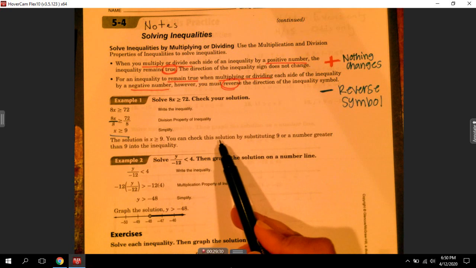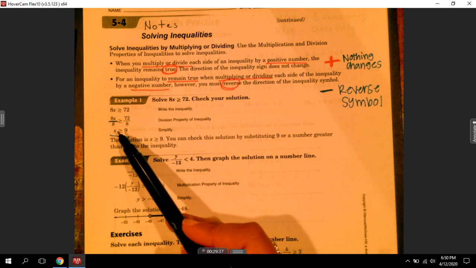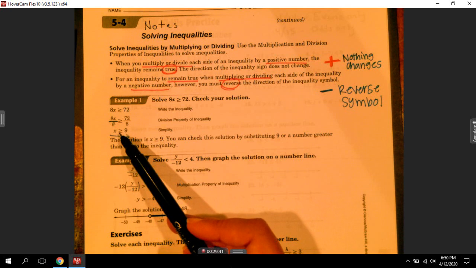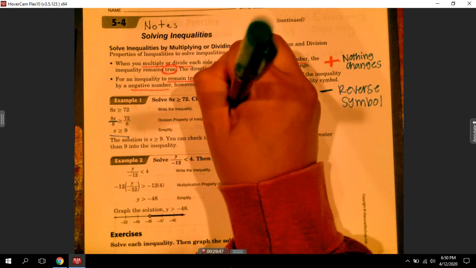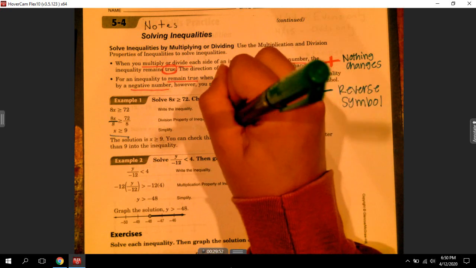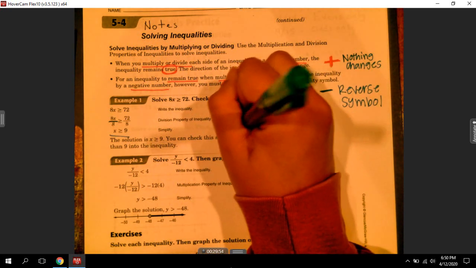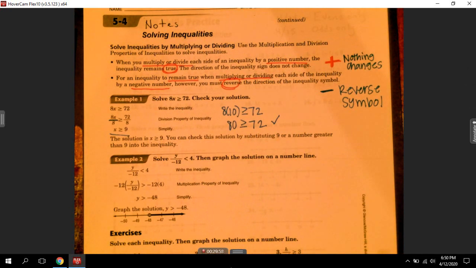And then, of course, you can always check it just like we did on the first page. You would say, okay, any number that's greater than or equal to 9. So you could simply say 8 times 10, because 10 is greater than 9, right? Is 8 times 10 greater than or equal to 72? Should be. 8 times 10 is 80, so 80 is greater than or equal to 72. So you're checking them the exact same way.